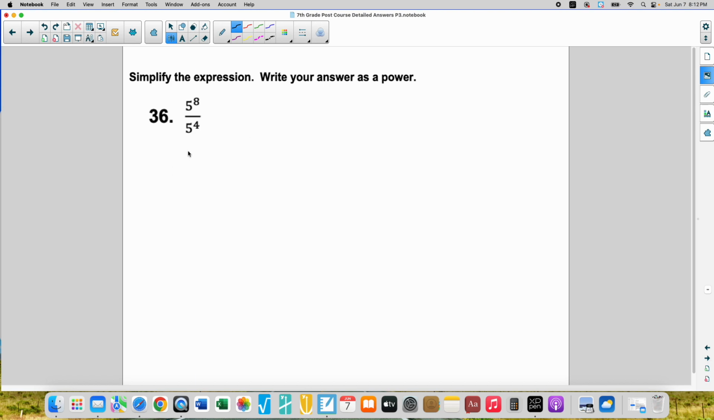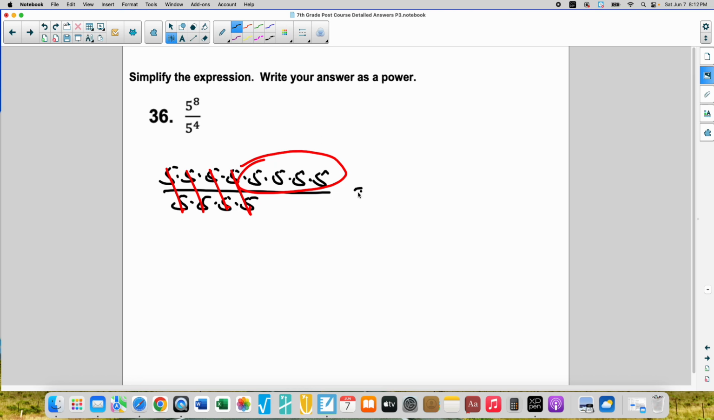Now when we divide, 5 to the 8th is 2, 3, 4, 5, 6, 7, 8 over 1, 2, 3, 4. And as we would assume, these would cancel to make 1, these would cancel to make 1, these would cancel to make 1, and these would cancel to make 1, and we'd end up with 5 to the 4th. Well, we see that 4 of these are canceling with 4 of the 8 in the numerator. So when we divide like bases, we are going to subtract their exponents, and that's 5 to the 4th.